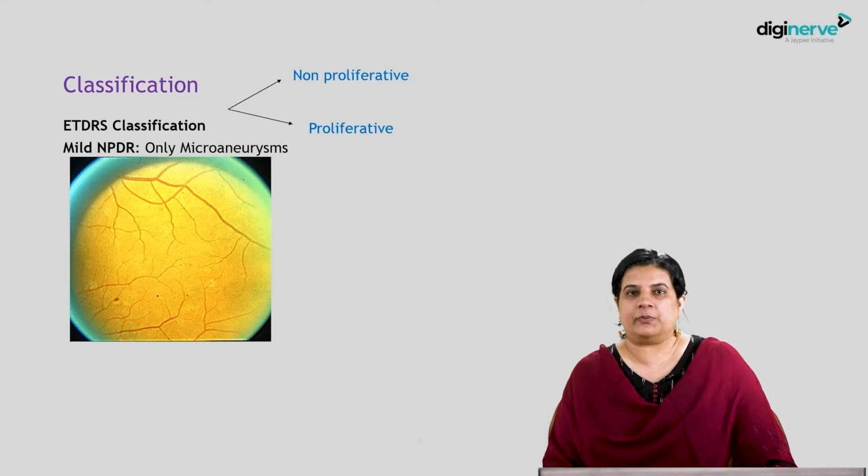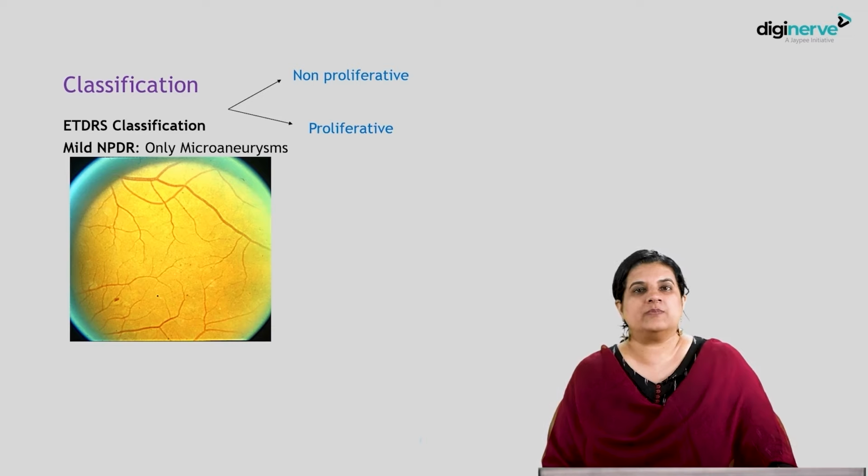So coming over to the classification of diabetic retinopathy, as per the ETDRS, which stands for Early Treatment of Diabetic Retinopathy Study, there are two broad classifications of diabetic retinopathy, non-proliferative as well as proliferative. The non-proliferative can be further subdivided into mild non-proliferative diabetic retinopathy, as you can see in this image, which will have only a few microaneurysms.